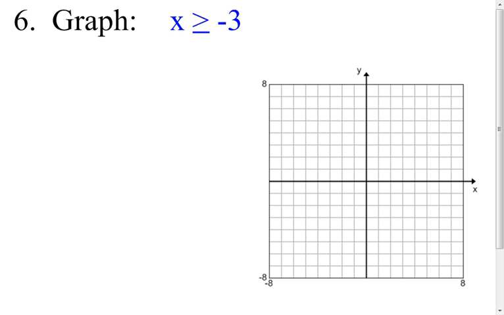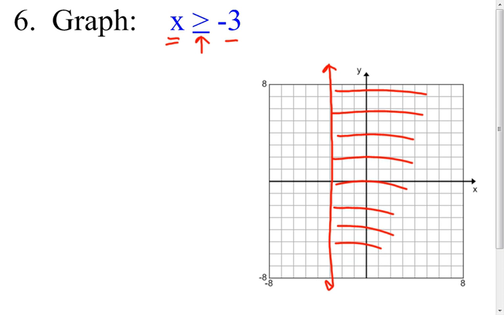All right, here I only have an x in the equation, so hopefully you can picture that that is a vertical line. My x's are held constant at -3. It is underlined, and so it will be a solid line at -3. And I need to shade all the spots that are greater than -3. So your choices are to the right or to the left. Well, the spots to the right are greater than -3.